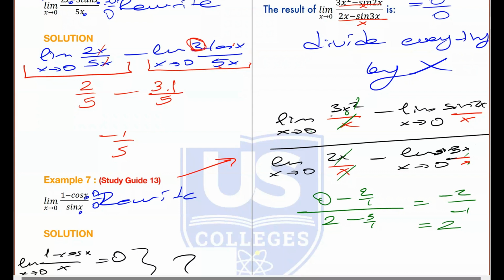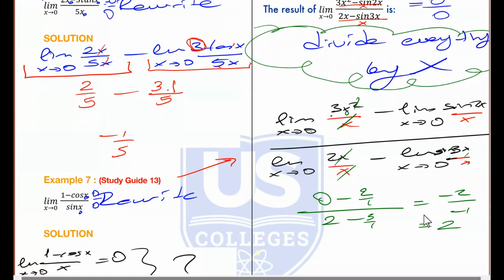So this was a complicated question, but when you know the way, which is this unique way, dividing everything by x, you can answer the question easily.